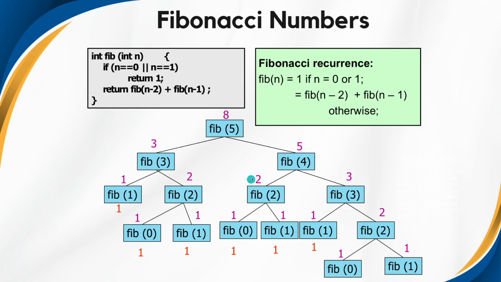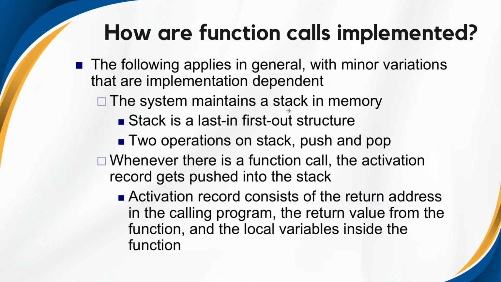So, you can see that merely invoking fib of 5 has ultimately made us call the fib function several times, as you see here. In some cases we end up with the base condition, and in other cases we have to make a recursive call to the function named fib. Now let us see how function calls are actually implemented.